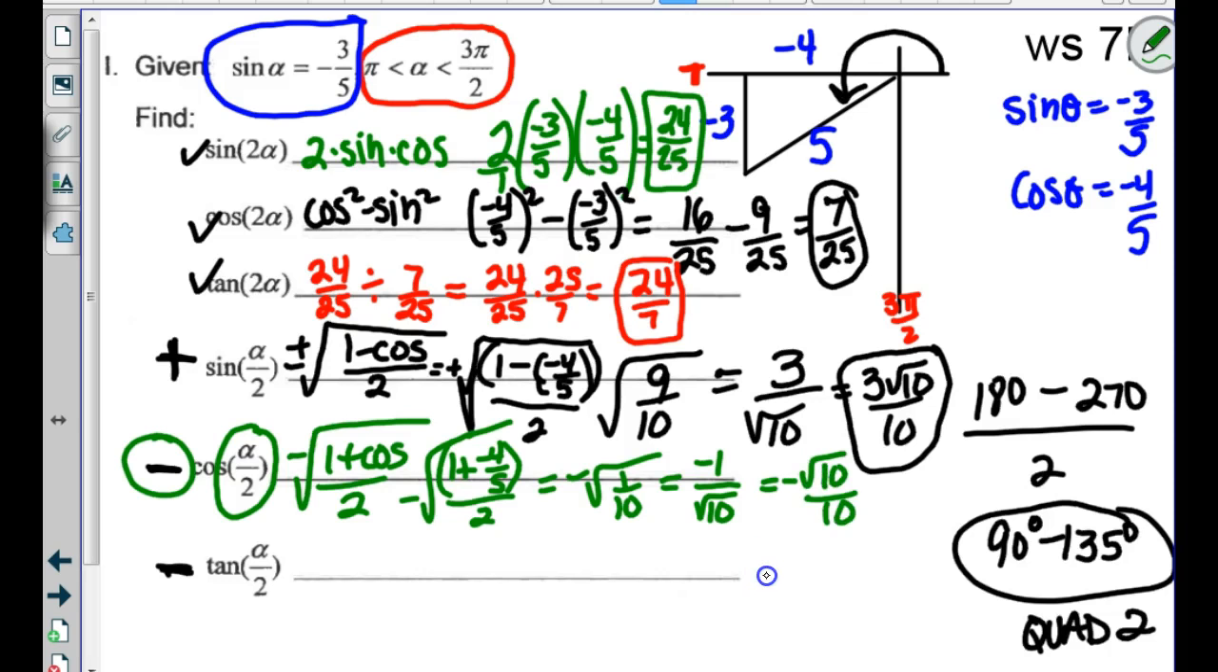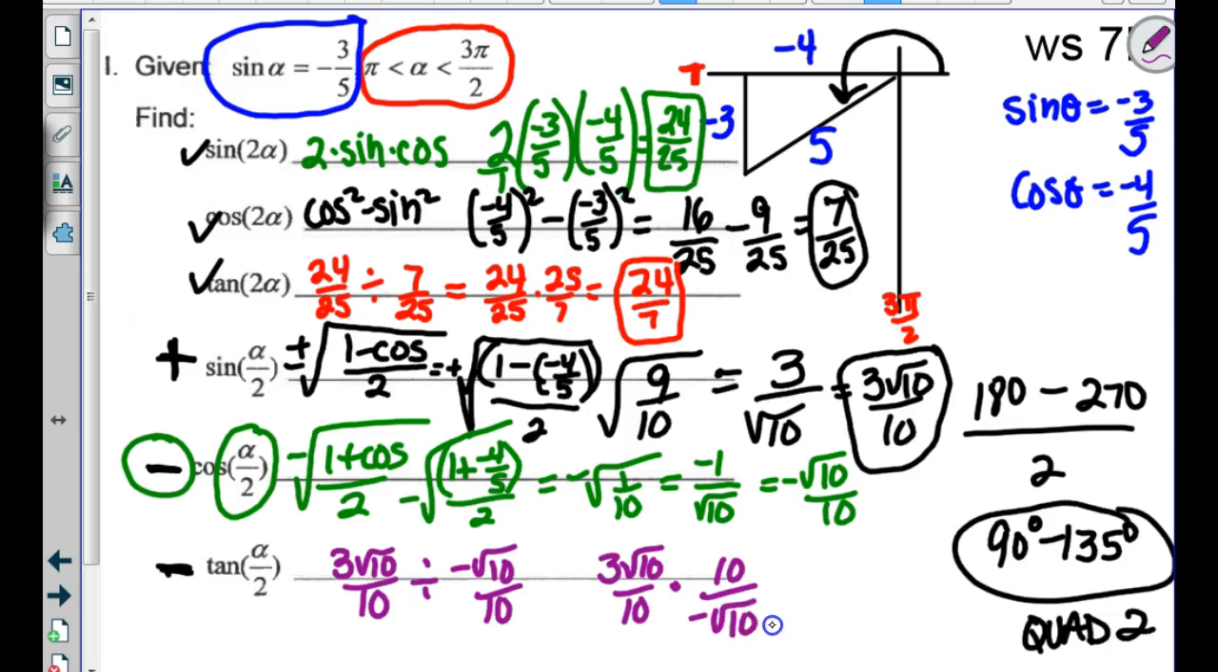Anybody remember the shortcut for tangent? It's sine over cosine. So we have 3 square roots of 10 over 10 being divided by a negative square root of 10 over 10. Anybody know what that's going to become? Divide away, divide away. Don't lose your negative. It's just what?